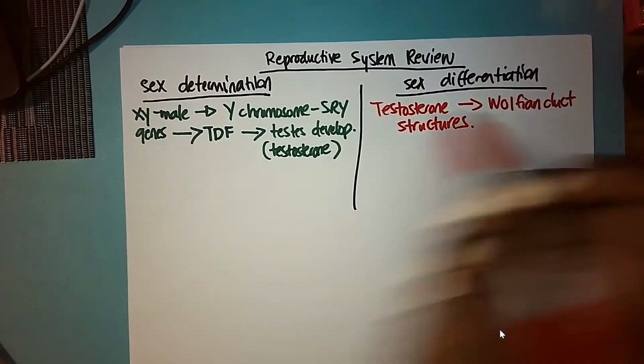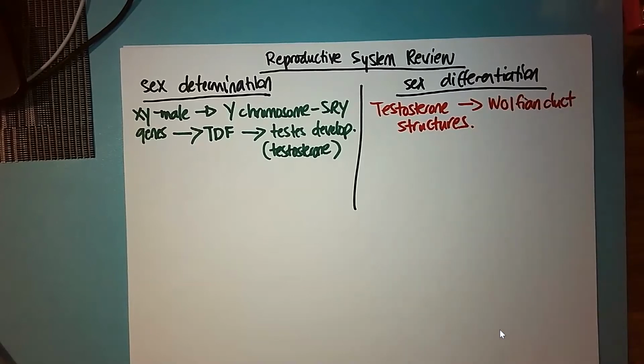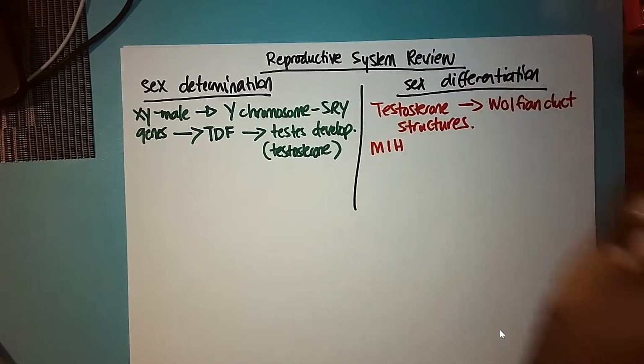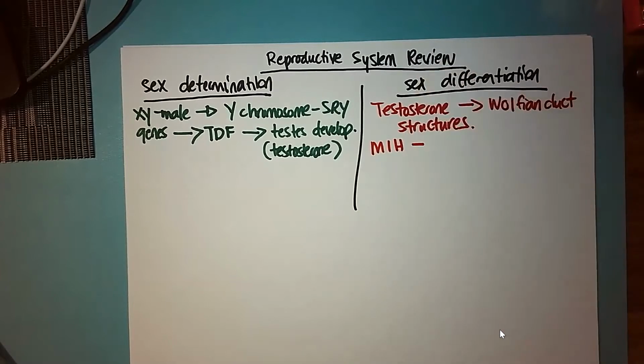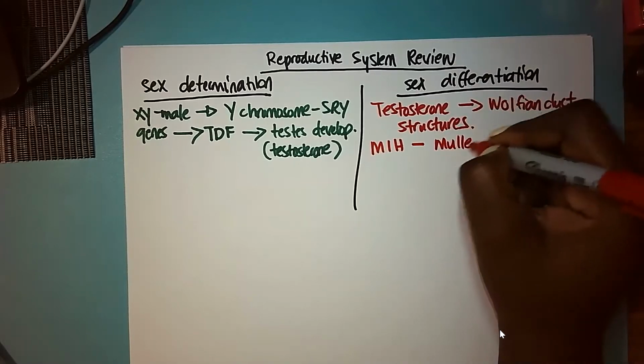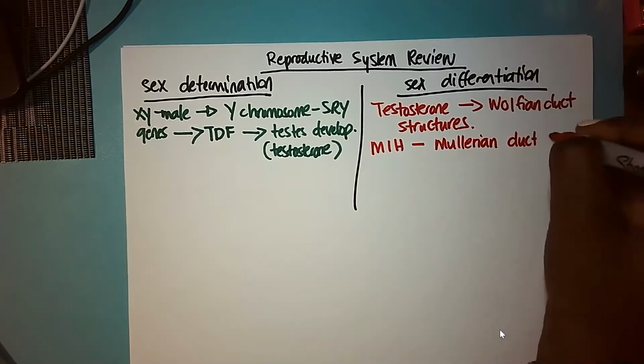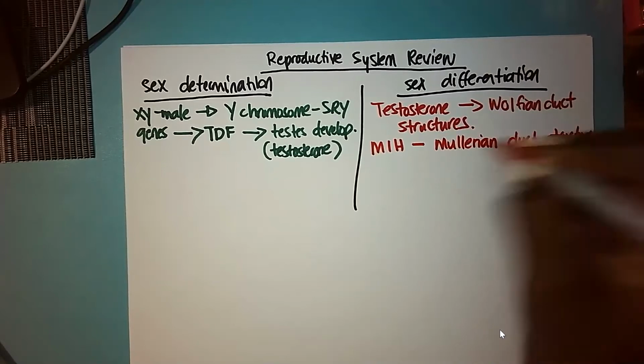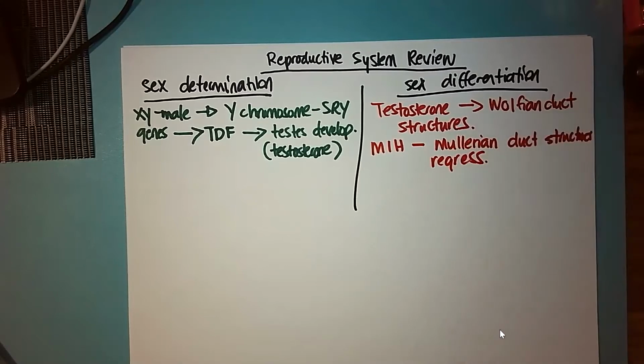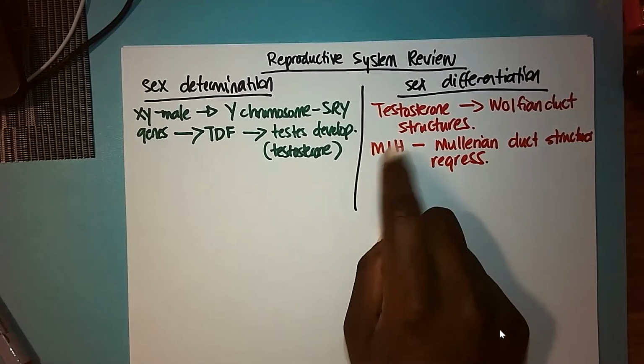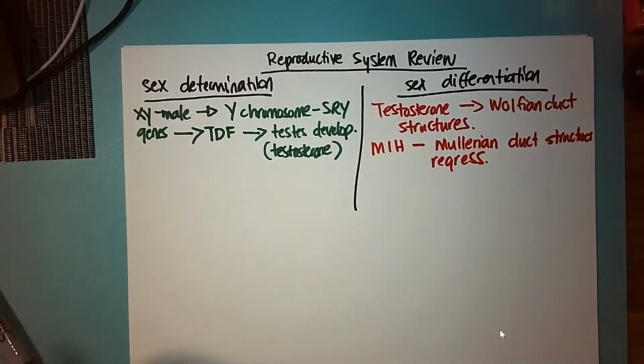If this testosterone is present, we're also going to have MIH. That stands for Mullerian inhibiting hormone, and that is going to cause the Mullerian duct structures to regress. Okay, so this is why we kind of think that the default is female, because if we don't have this hormone, then we kind of develop both sets of organs. That's what hermaphrodites kind of have, both sets of organs or a combination. And so the Mullerian inhibiting hormone is just as important as the testosterone in terms of developing the appropriate structures.